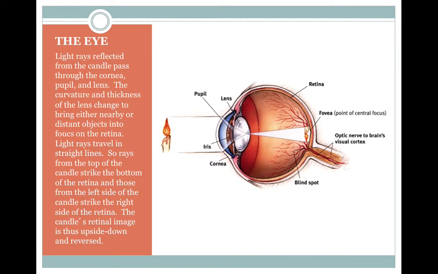This is a nice visual to show you how the candle is actually flipped upside down by the lens near the point of central focus, or the fovea. You can also see where the optic nerve leaves the eye and sends the information to the thalamus.